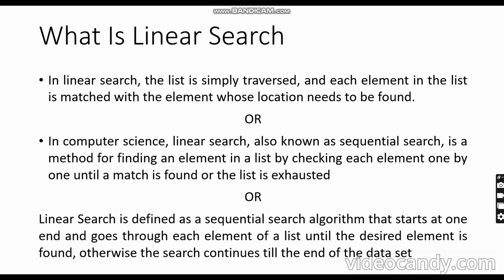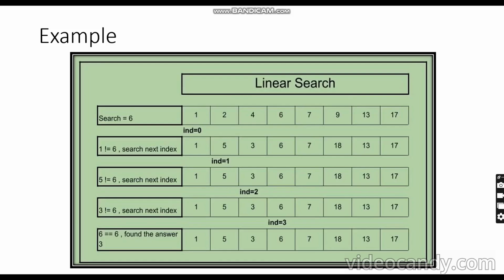Another definition we can see is that linear search is defined as a sequential search algorithm that starts at one end and goes through each element of a list until the desired element is found. Otherwise, the search continues till the end of the dataset. So you may write any of these three definitions of linear search. Now, let's see this linear search with an example.